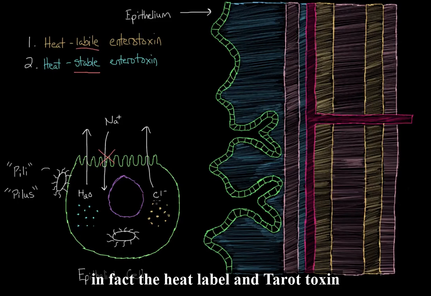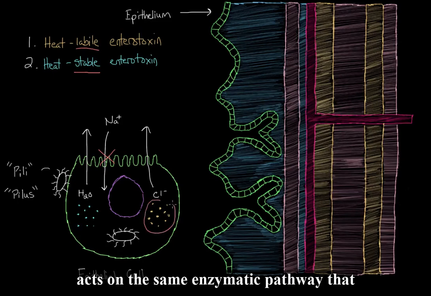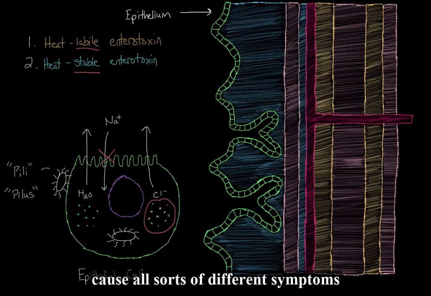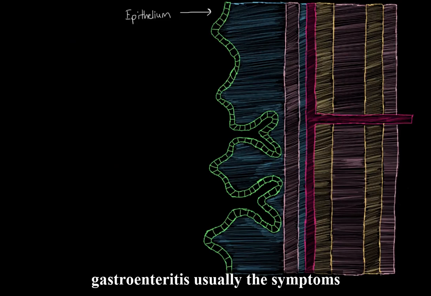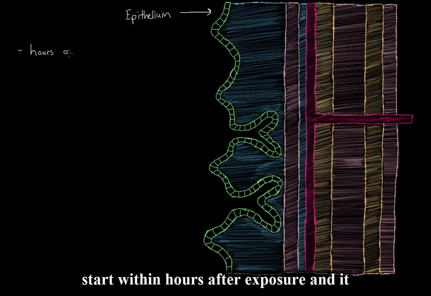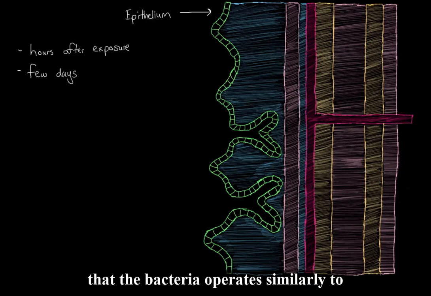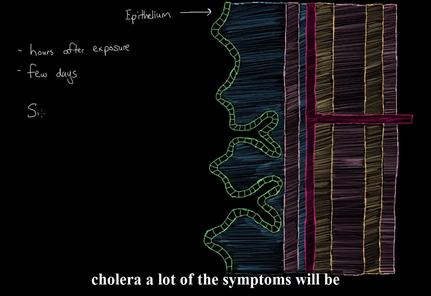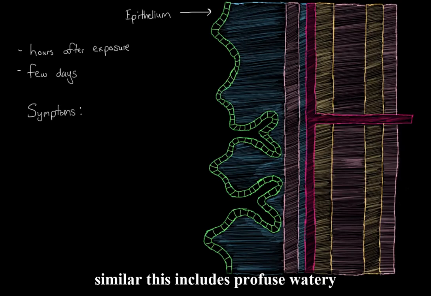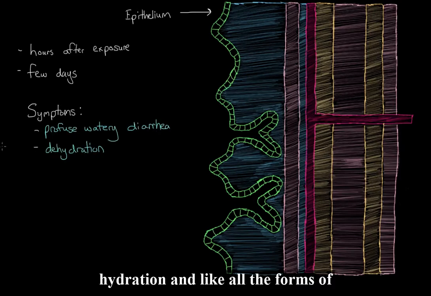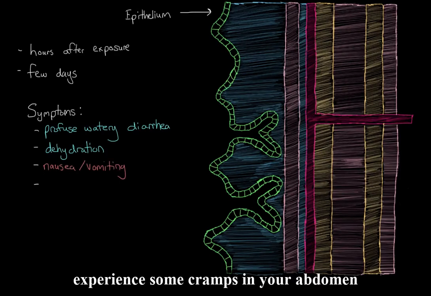And in fact, the heat-labile enterotoxin acts on the same enzymatic pathway that the cholera toxin does. Now when this bacteria enters your system, it'll cause all sorts of different symptoms, much like the other forms of gastroenteritis. Usually the symptoms start within hours after exposure, and it lasts for about a few days. Now, given that the bacteria operates similarly to cholera, a lot of the symptoms will be similar. This includes profuse watery diarrhea, dehydration, and like all other forms of gastroenteritis, you may experience some nausea and vomiting. You may also experience some cramps in your abdomen.